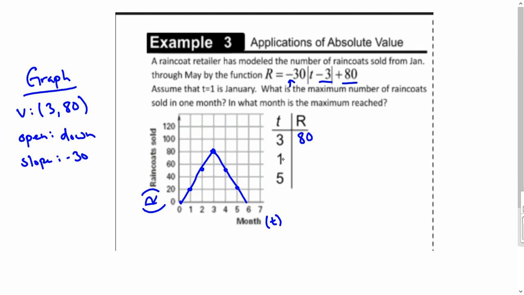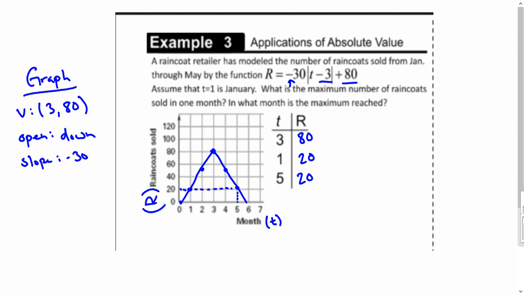When it's 1, how many raincoats are we selling? Well, 1 is 20 raincoats. And 5, how many are selling at 5? Also 20 raincoats. All right, so we've got this table filled out. But it says, assume that t equals 1 is January. What is the maximum number of raincoats sold in 1 month?